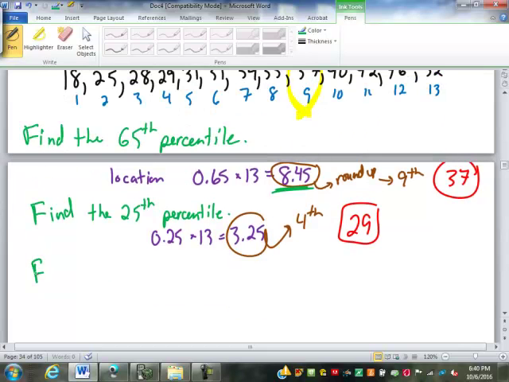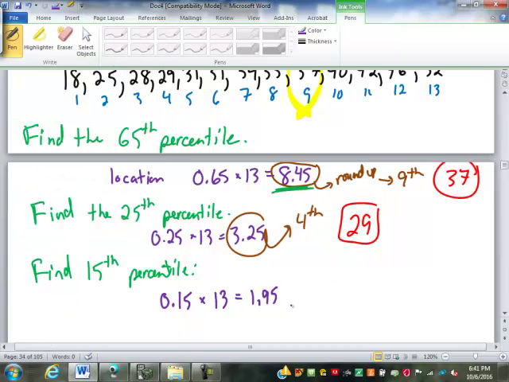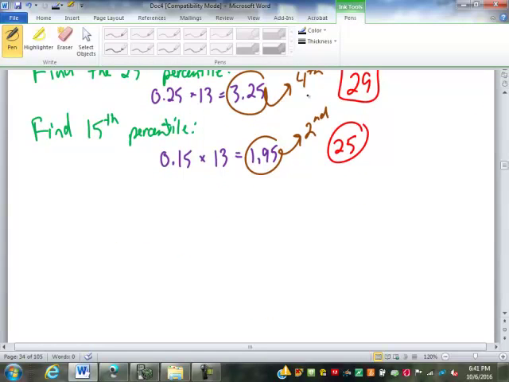So in your notes, find the 15th percentile. Oh, 25? Yeah. 0.15 times 13 is 1.95, so round that up to the 2nd position. I'm going to give you another set of numbers just because I want to show you a possibility here.